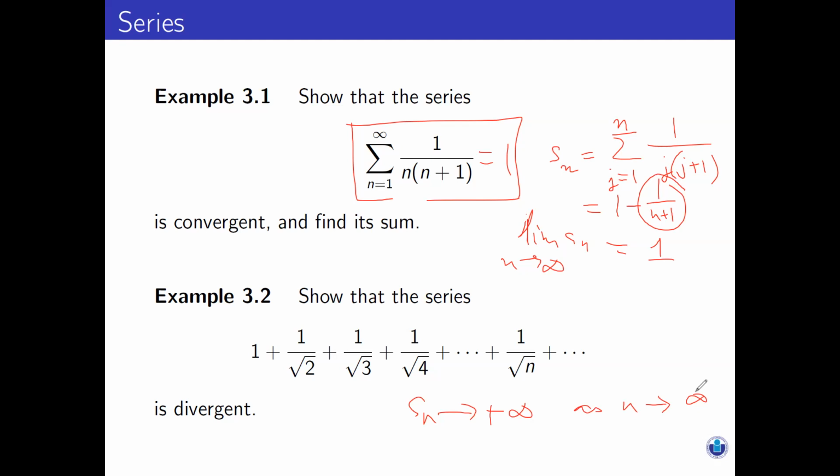I will show you how to do this. This is not difficult, but if you haven't seen this before... So what is Sn? Sn is the sum of the first n terms, right? And this is certainly bigger than what? This is the smallest among them, right? Among all these n terms.